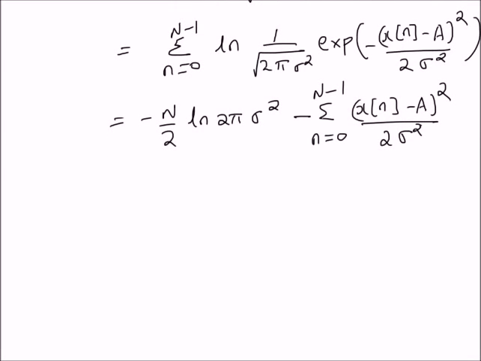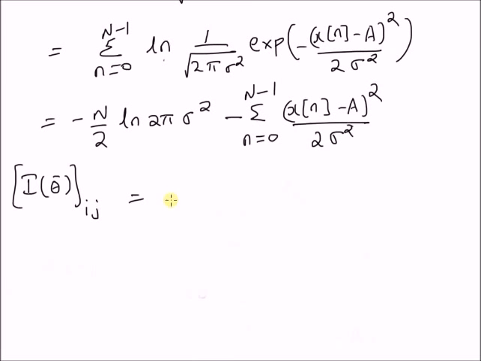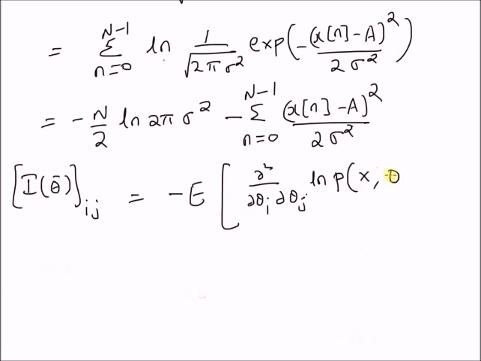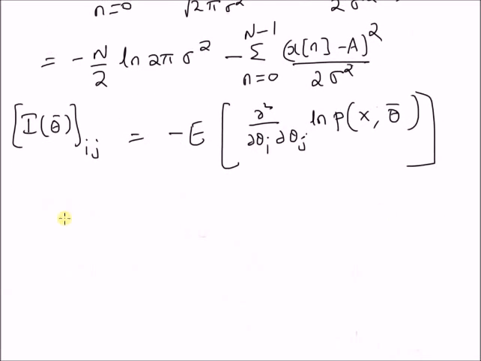Now we want to calculate the elements of the Fisher information matrix, that is I of theta bar for each row and column, equals minus expectation of the double derivative, where one derivative is with respect to theta i and the other derivative is with respect to theta j, that is dou square by dou theta i dou theta j of the log likelihood function. So by using this definition, we can calculate the elements of the Fisher information matrix.